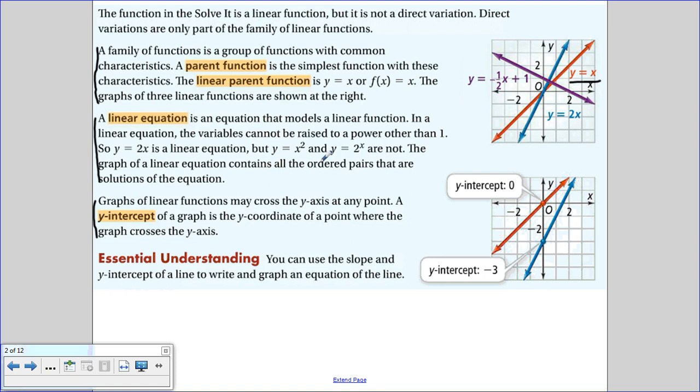Okay, the big thing to keep in mind, there are two major pieces to a linear equation, and that is the slope, which we dealt with in the first section, and the y-intercept. And the y-intercept is just the place where it crosses the y-axis.